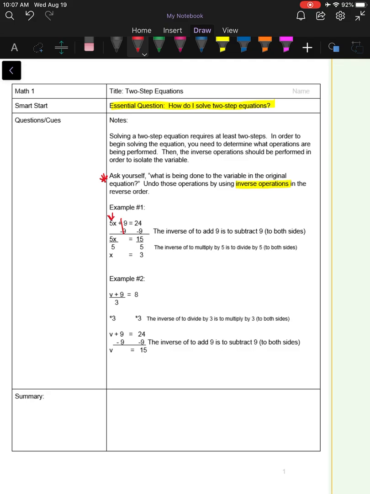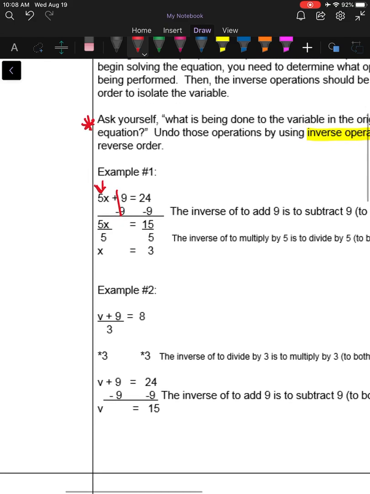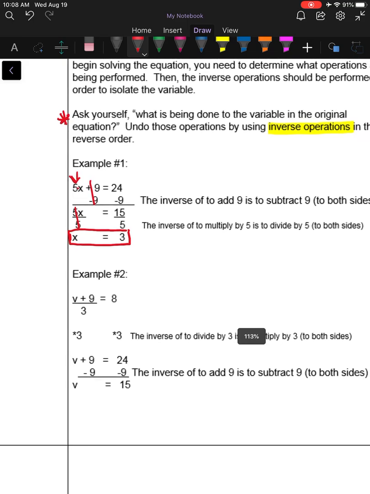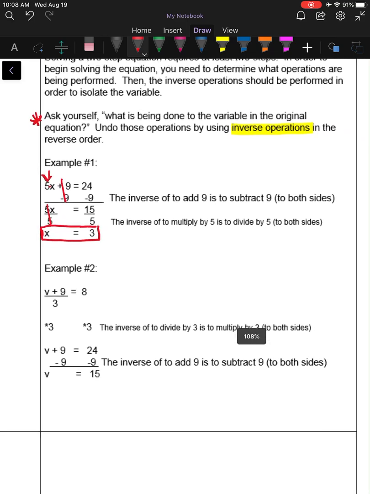Then we did the inverse operation of multiplication. Remember, there's an imaginary little multiplication between those two spots. The inverse operation of multiplication is division. So when we divide 5 by 5, we get 1. So we have really just 1x. We did it to one side, so we have to do it to the other. 15 divided by 5 would be 3. So our answer is x equals 3. Okay? So they just get a little bit more complicated.